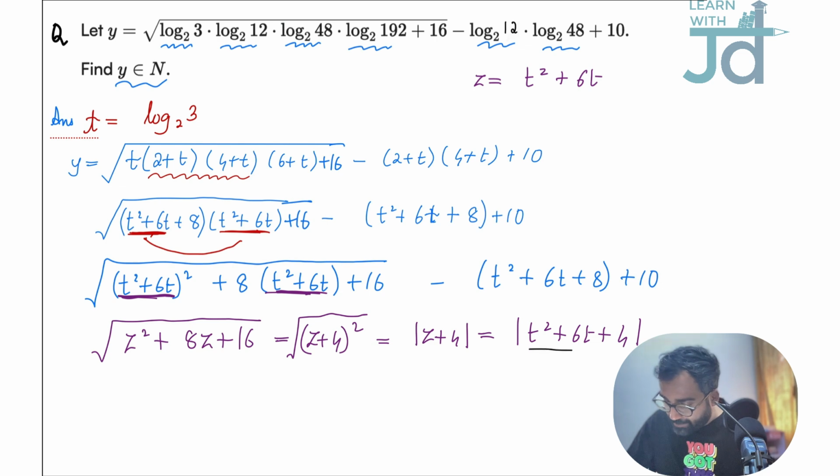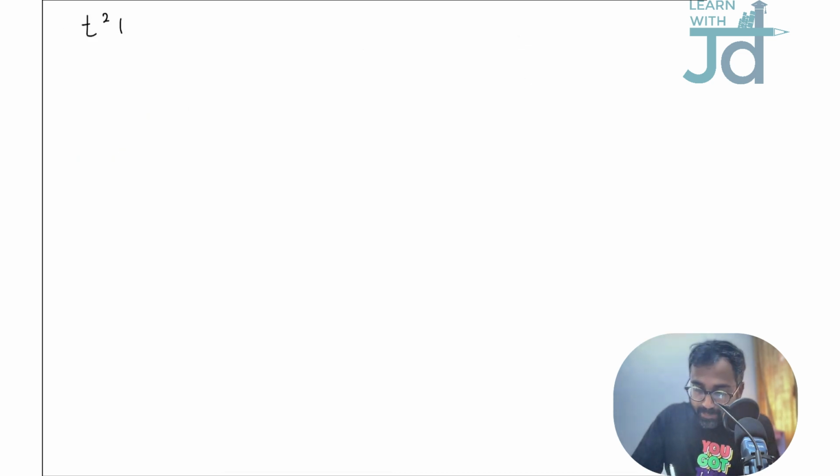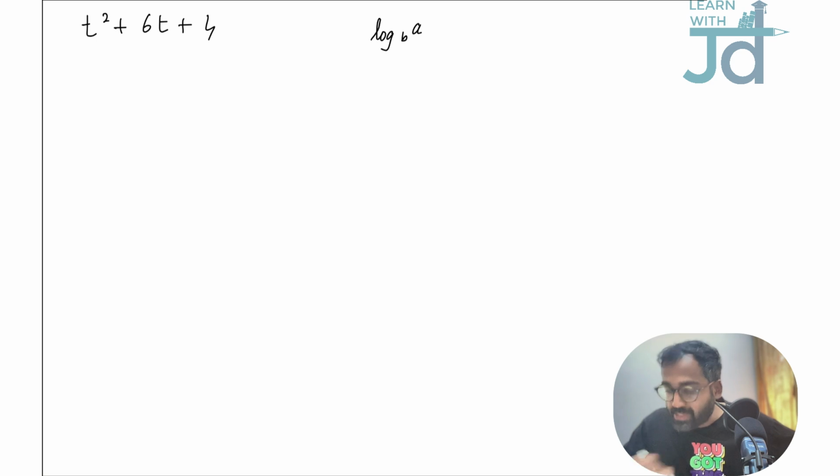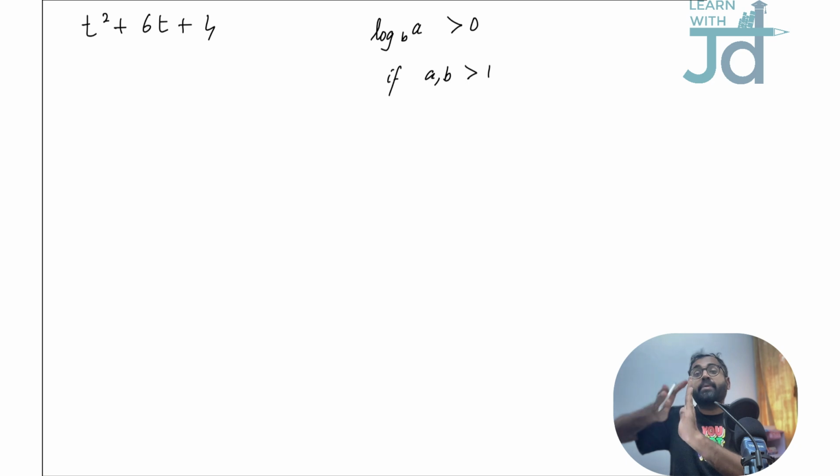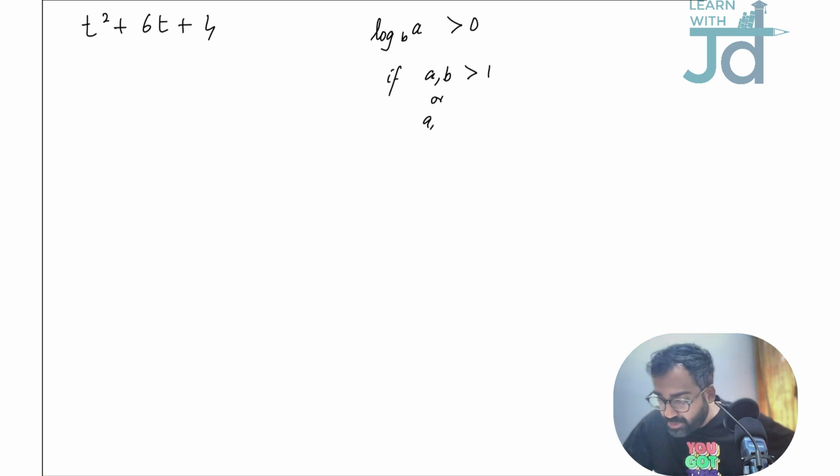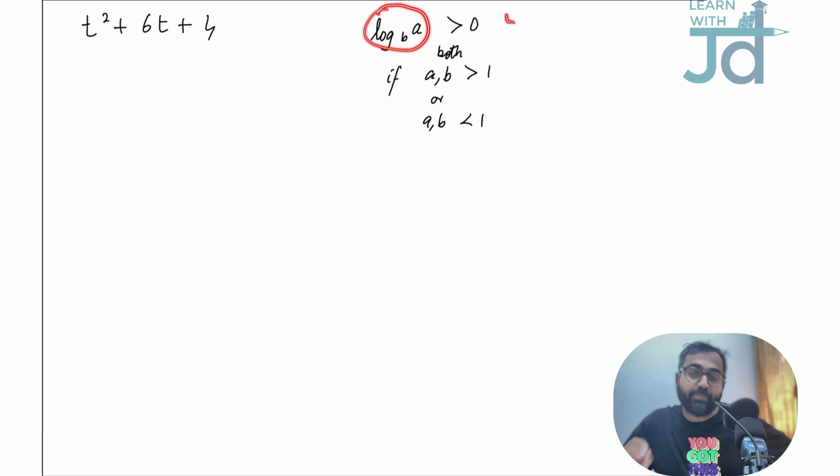So for that let us see. So I have to know what is the value? T square plus 6t plus 4. So t square plus 6t plus 4. Very important thing I am telling you now. Log a to the base b. It is always positive if both a and b are greater than 1. Meaning if both a and b are greater than 1 simultaneously, or both a and b are less than 1, then this value log a to the base b is going to be positive.